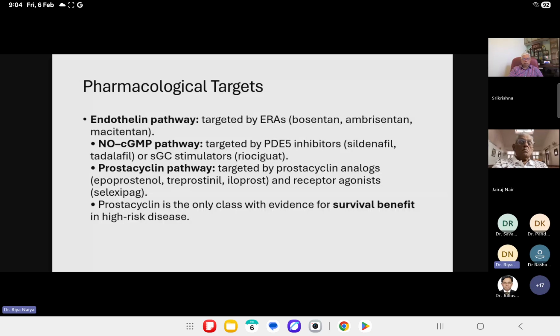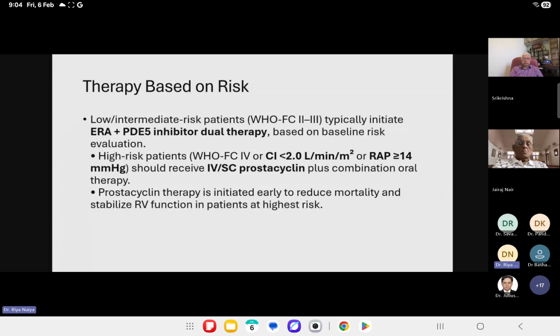Prostacyclin is the only class which provides evidence for survival benefit, especially in case of high-risk disease. So, therapy is usually decided based on risk.